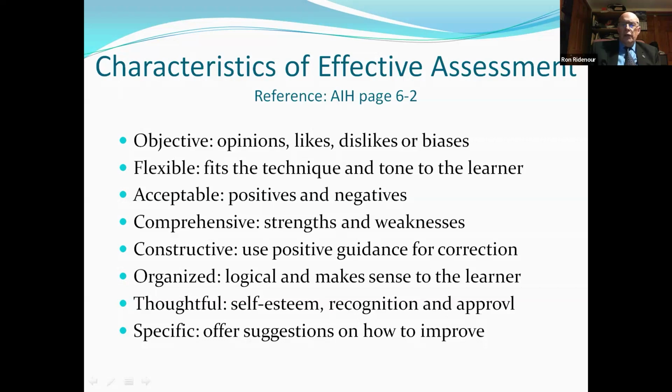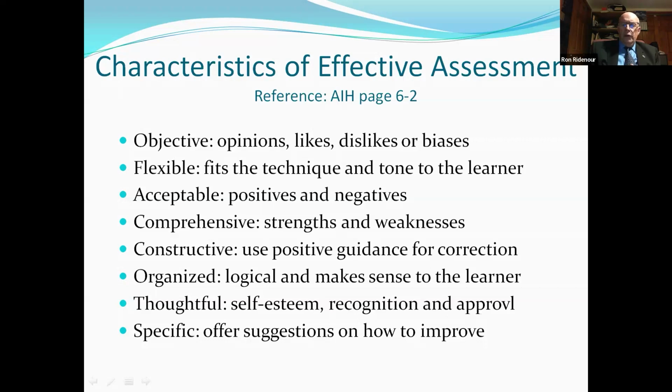Acceptable, both the positives and the negatives. Comprehensive, both the strengths and the weaknesses. Constructive, use positive guidance for correction. We've been talking about that. Organized, logical, and make sense to the learner. Try to do the critique, or assessment, in an organized and logical manner.